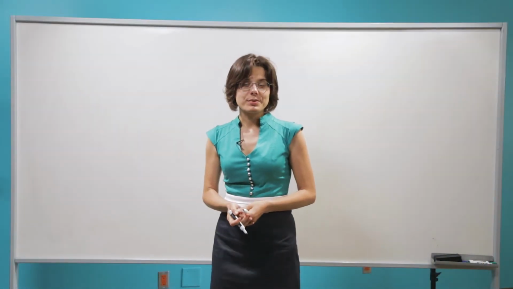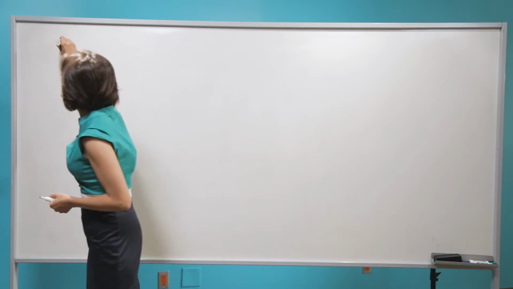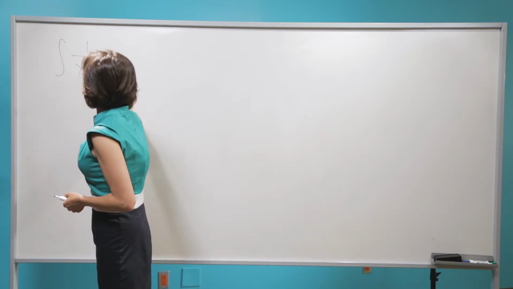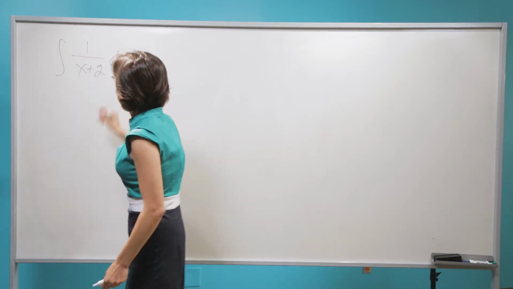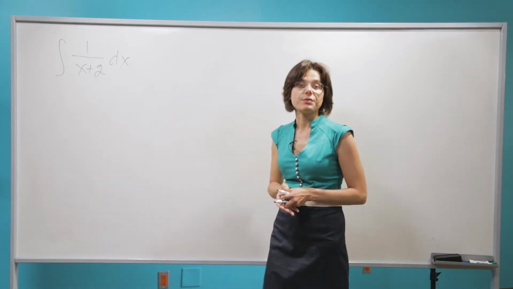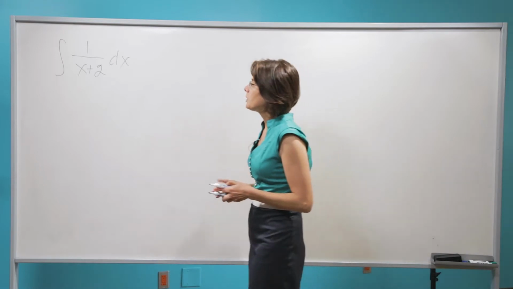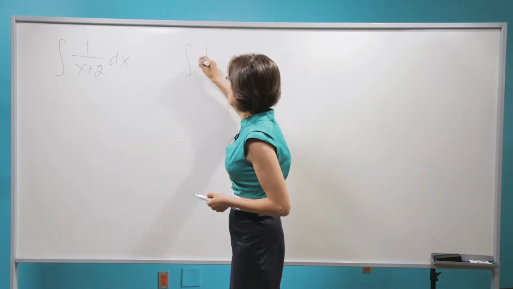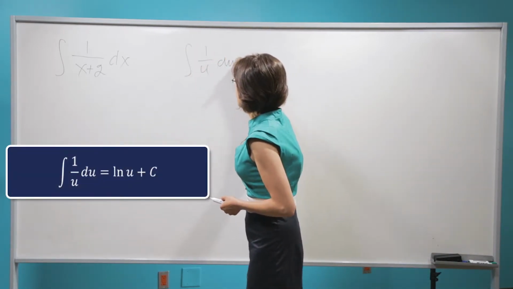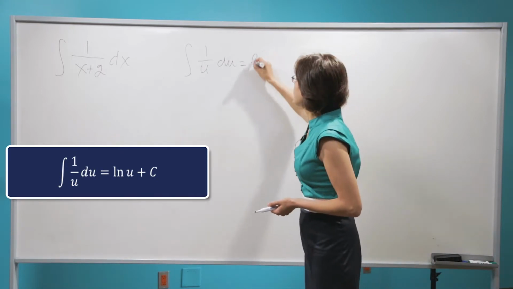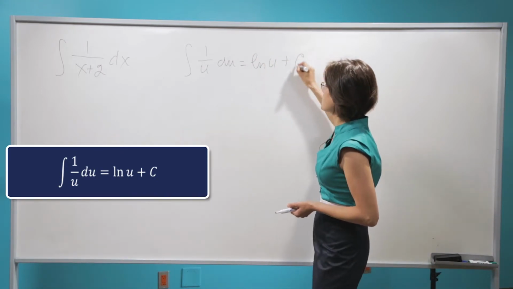Let us do a few more examples. Let us integrate 1 over x + 2 dx. So again, we don't have the formula for integration of 1 over x + 2 dx. However, we know that if we would integrate 1 over u du, this is just a logarithmic function, the natural logarithm of u plus constant c.